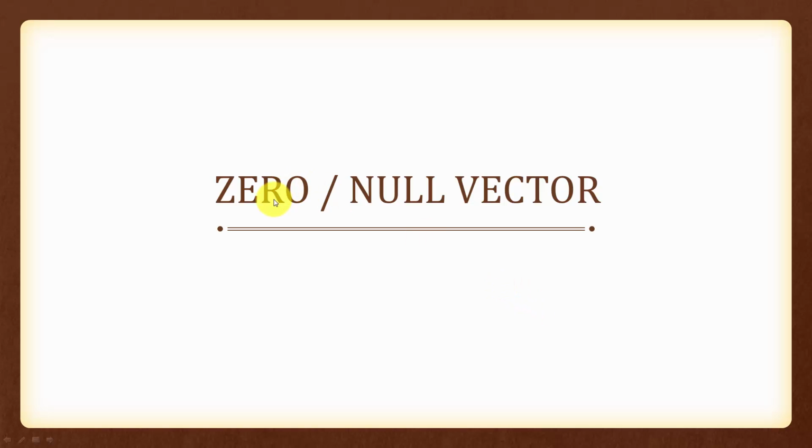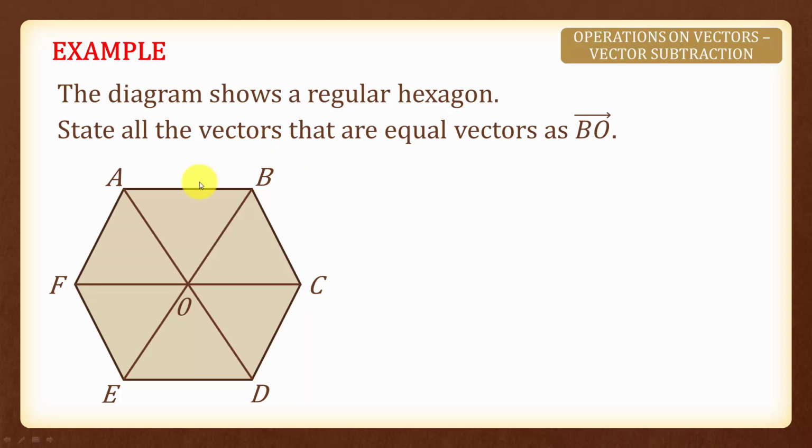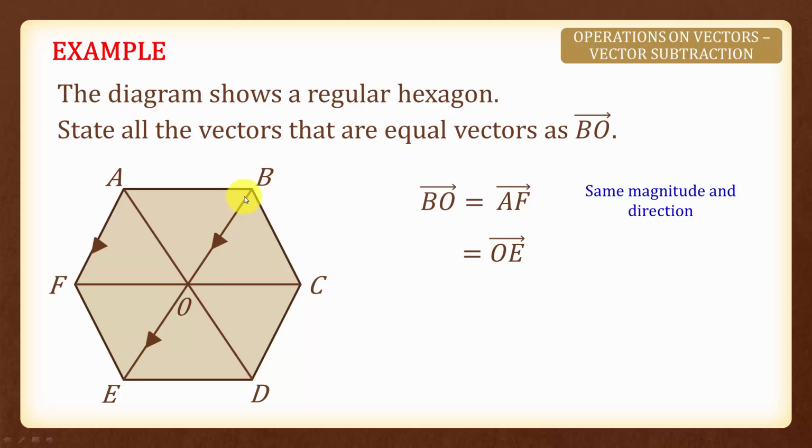Next, let's look at 0, or what we call null vectors. This diagram here shows a regular hexagon. We are asked to state all the vectors that are equal to vector BO, which means that we have to find vectors that have the same direction and the same magnitude. And we will have vector AF equal to vector BO, vector OE is equal to vector BO, and vector CD is also equal to vector BO.